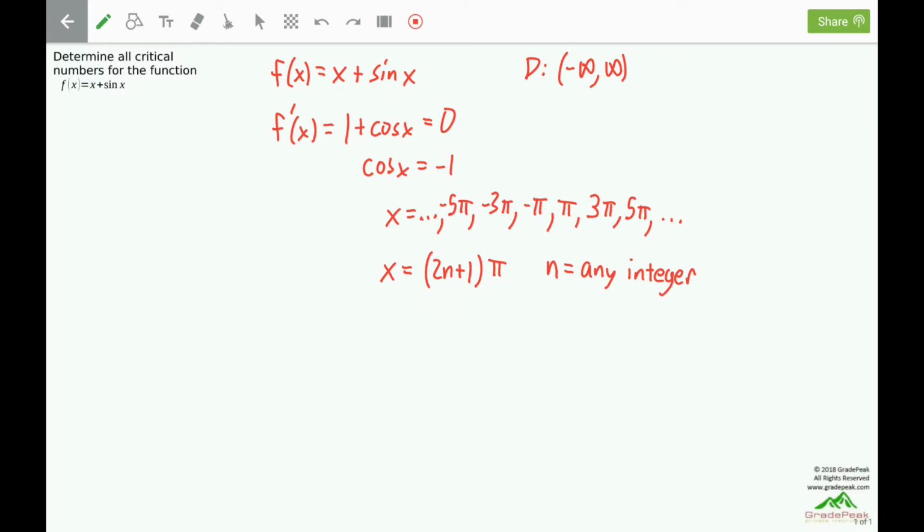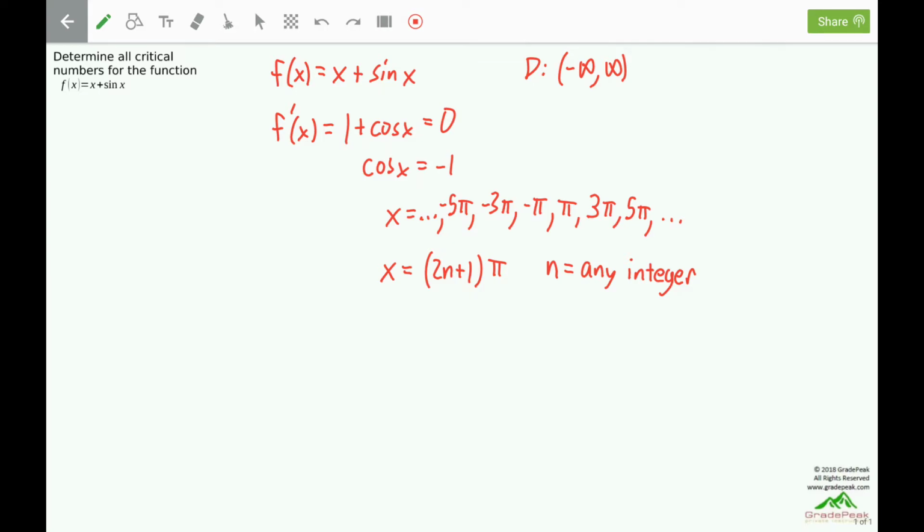If n is 0, that'll make 1 pi. If n is 1, it'll make 3 pi. If n is 2, it'll make 5 pi. But n can also be negative. If it's negative 1, it'll make negative pi. If it's negative 2, it'll make negative 3 pi, and so on. So all these are included in the statement.